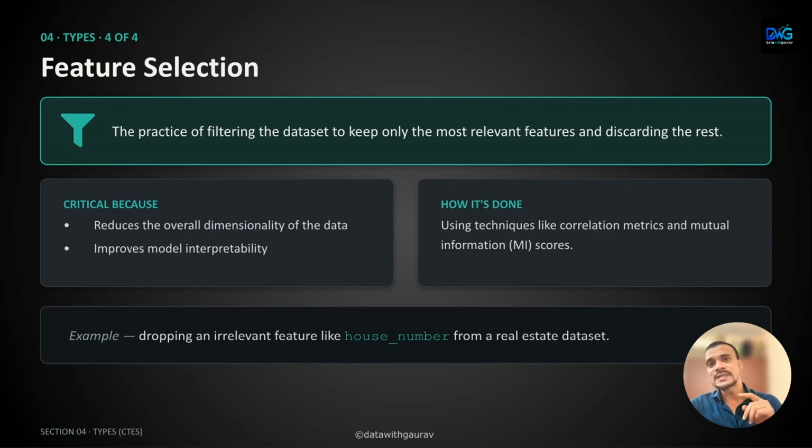Okay, so we use statistical and machine learning techniques such as correlation analysis and mutual information to measure how strongly each feature is related to the target variable. We'll explore all these methods in detail later in this module.